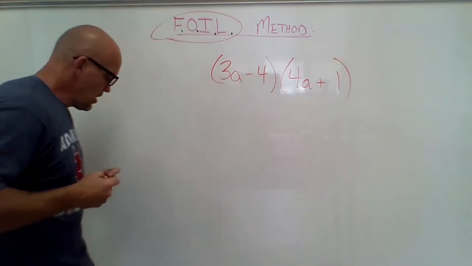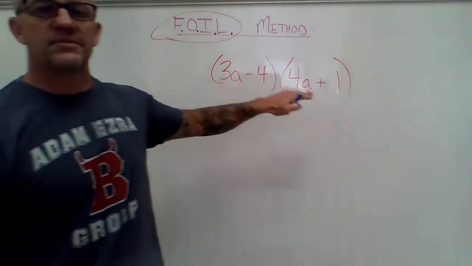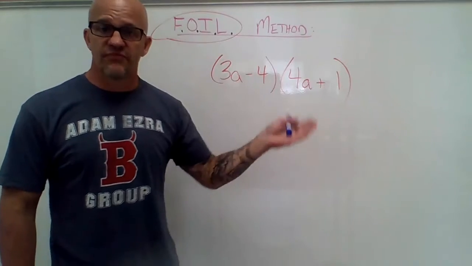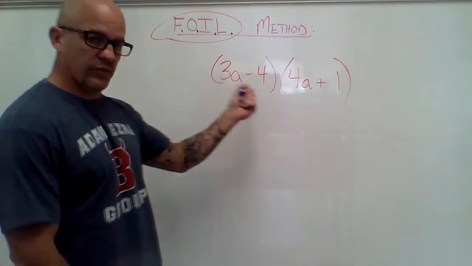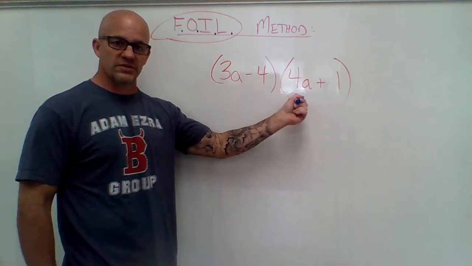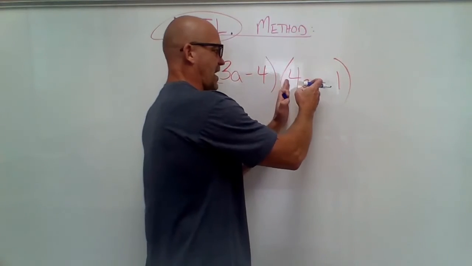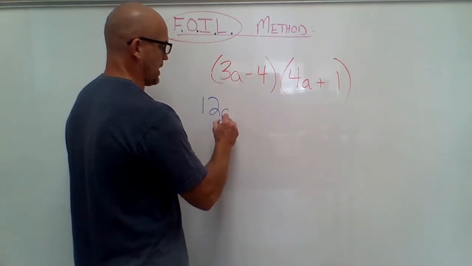Let's do that. So once again, I look at that and I realize, hey, binomial times binomial. What does that mean? That means that I'm dealing with FOIL method. I'm going to go ahead and use my FOIL method to multiply those. And this only applies when you're doing binomial times binomial. So let's go ahead. First terms. First terms are 3a and 4a. Multiply those together. I'm looking at 12a squared.